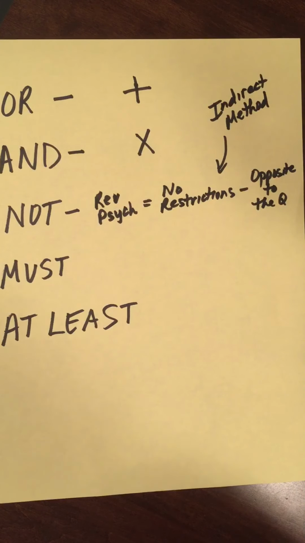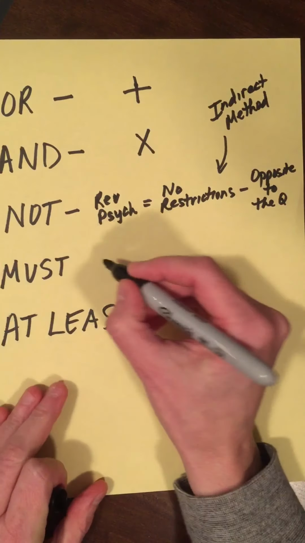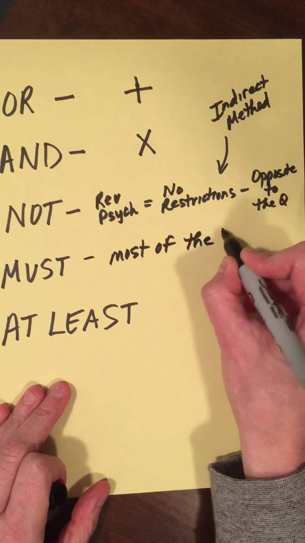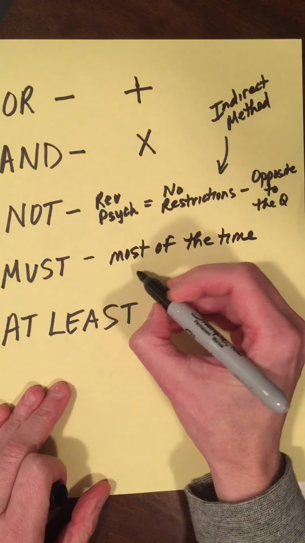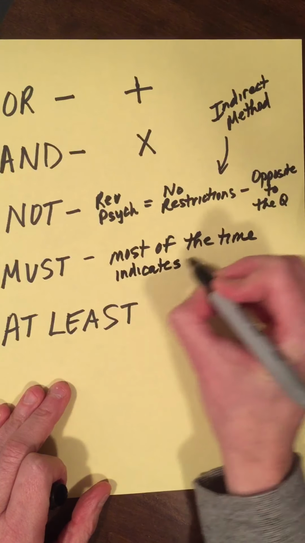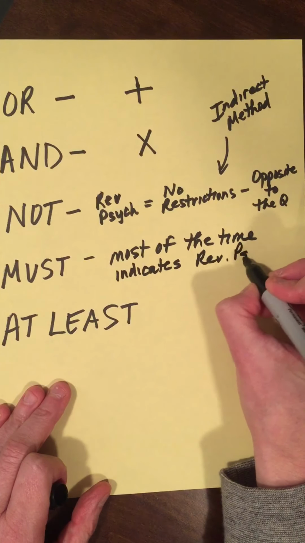Our brain likes to add things. We don't necessarily like subtracting. So when you're taking things away, when you're looking at the opposite of something, it's not naturally the way our brain likes to work. Now, the word must is often in the more difficult types of questions. And most of the time, the word must indicates reverse psych. Not always.